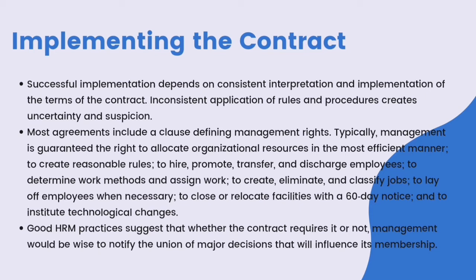Typically, management is guaranteed the right to allocate organizational resources in the most efficient manner, to create reasonable rules, to hire, promote, transfer, and discharge employees, to determine work methods and assign work, to create, eliminate, and classify jobs, to lay off employees when necessary, to close or relocate facilities with a 60-day notice, and to institute technological changes. Good HRM practices suggest that, whether the contract requires it or not, management would be wise to notify the union of major decisions that will influence its membership.